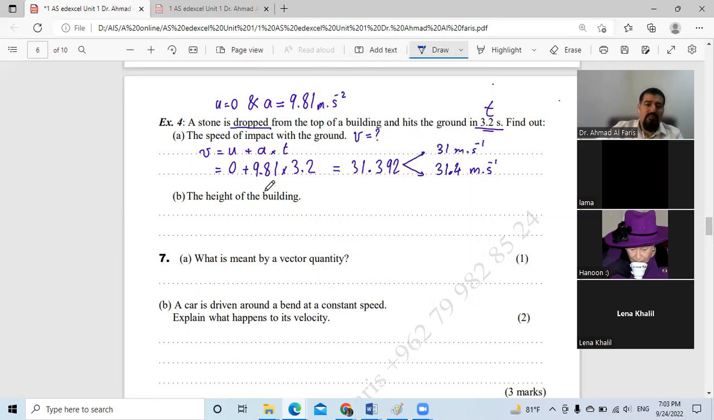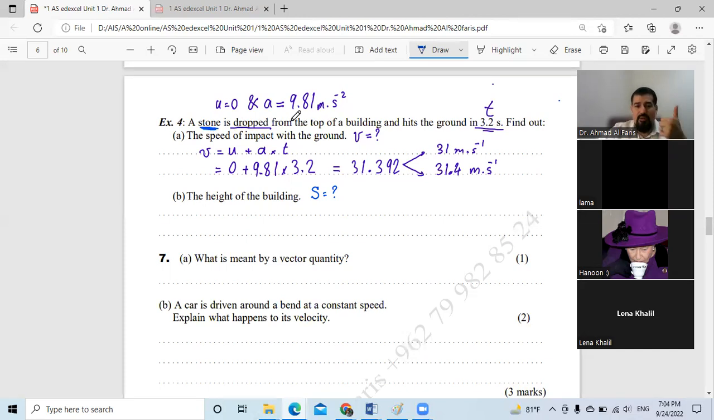The height of the building. When they ask about the height of the building, they ask about what? Excellent. They ask about the displacement here, how high or the distance that it falls. And we know that all objects fall with the same acceleration, assuming that there is no air resistance. That's why they use the word stone. A stone will not be affected by air resistance unless it reaches a very high speed.